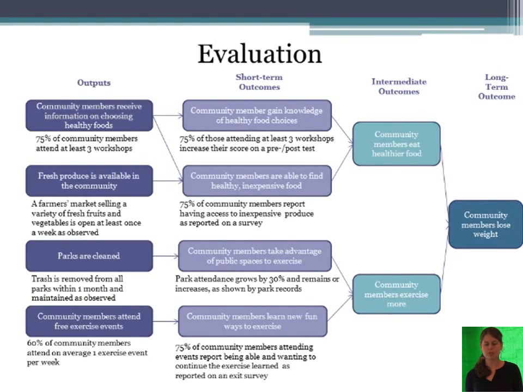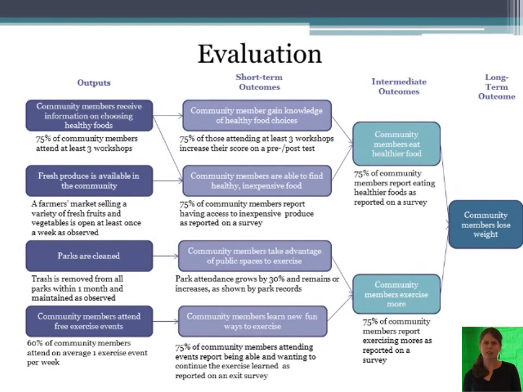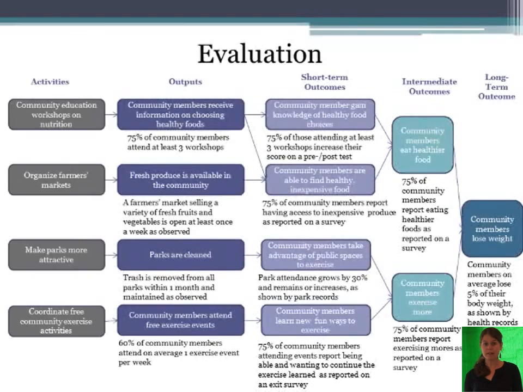Now with the intermediate outcome, just the first one. Community members eat healthier food. How do we know if they're eating healthier food? We'll determine that successful if 75% of community members report eating healthier food, as indicated on a survey. And lastly, our long-term outcome. We want community members to lose weight, but how do we know if that's happening? So here we'll say community members, on average, lose 5% of their body weight, as shown by health records. We can plot back in the activities, and there you have your entire logic model that's filled with ways to measure for effectiveness.